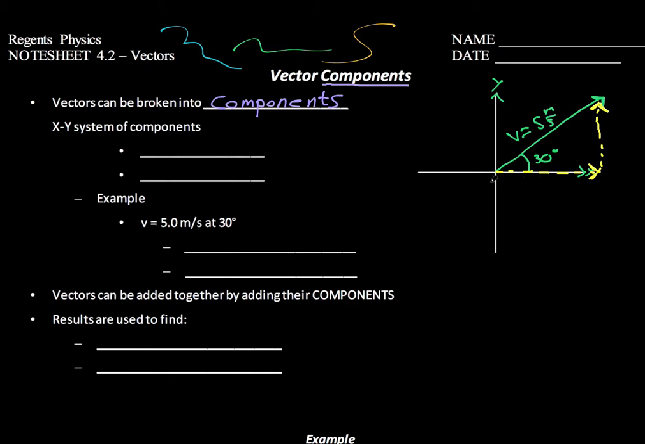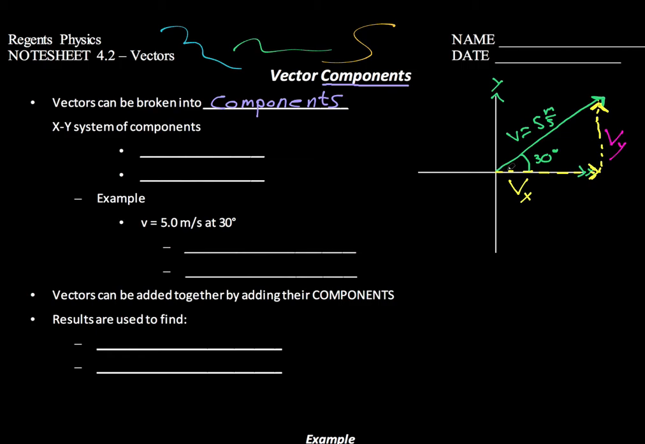We call this the horizontal component because it's along the x-axis. We call that the x component, and I'll label it v sub x because it's the x component. And this one along the y-axis, I'm sure you can guess, we call the y component. We'll label that one v sub y.